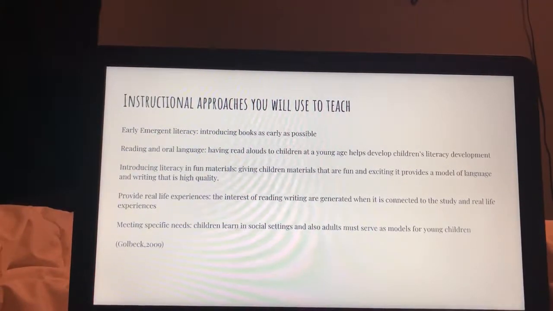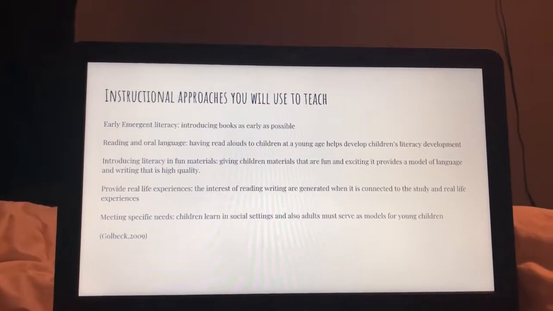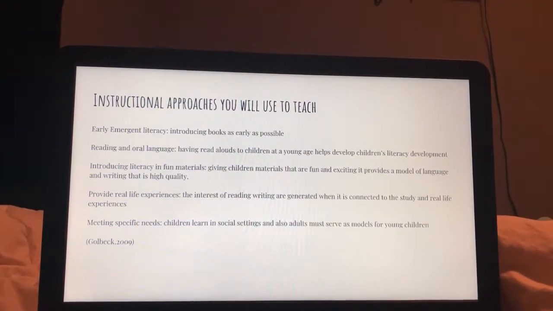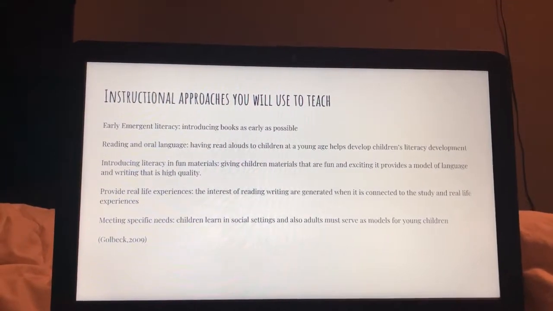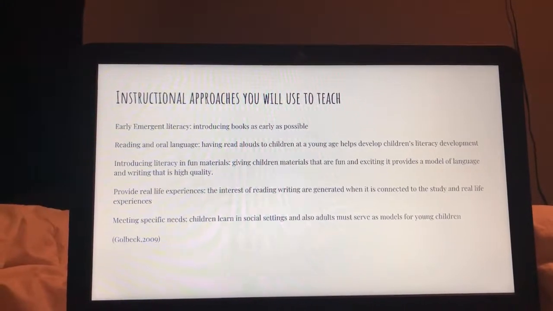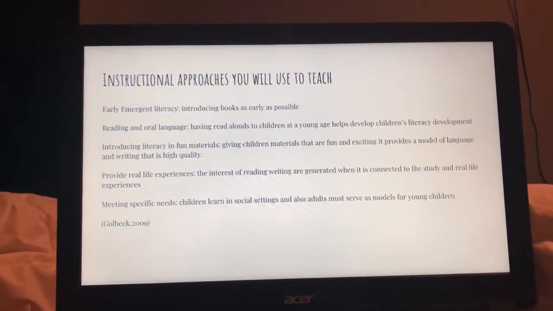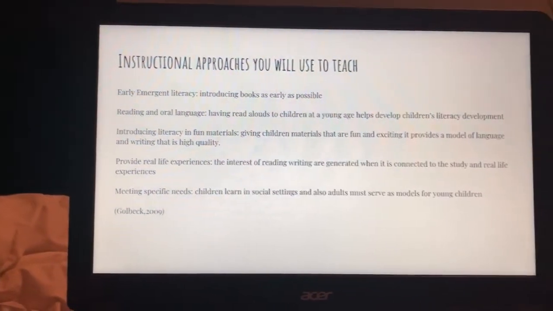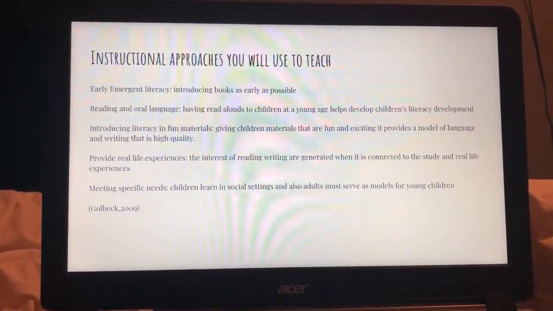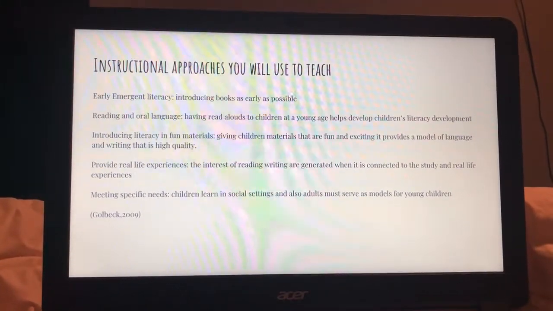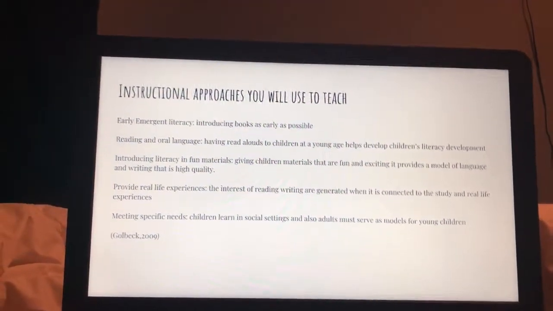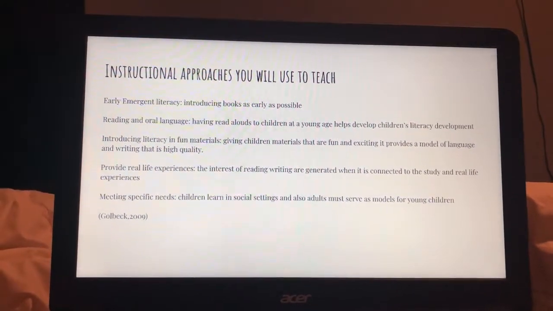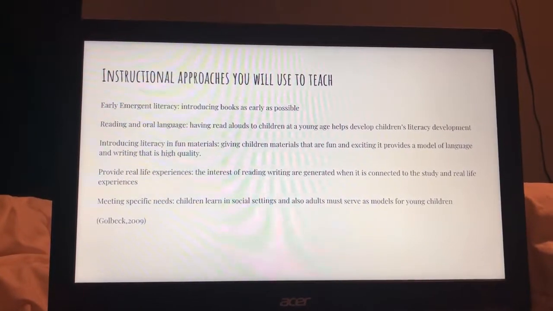Another thing is to provide real-life experience. The interest in reading and writing is generated when it is connected to the study and real-life experiences. So something you can do is have children pick out a book that's connected to the theme, and then they can talk about whether they have done this in real life or have seen this before, connecting it back to their real-life experiences.